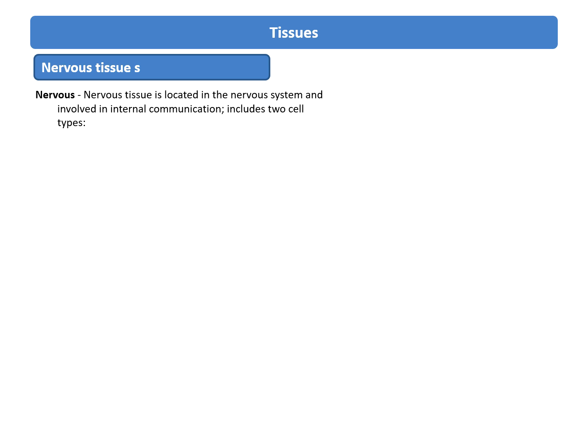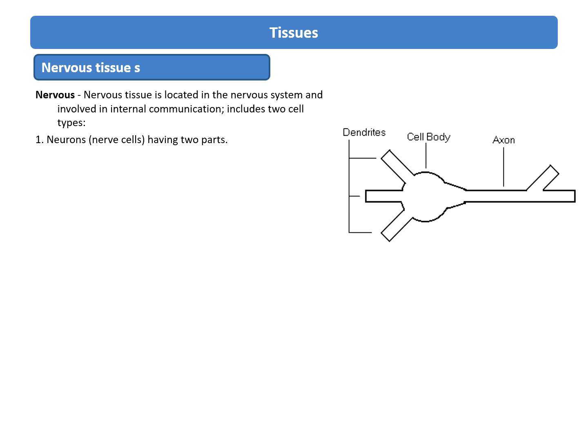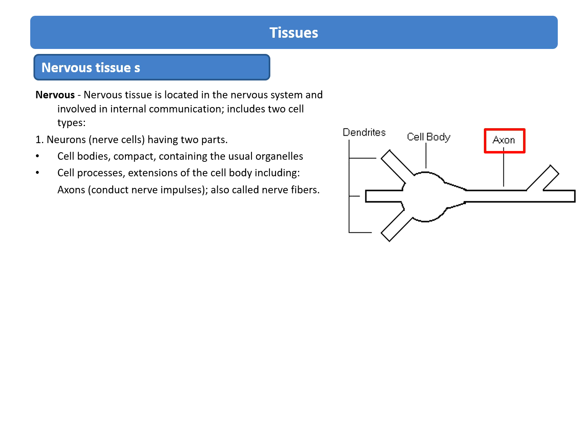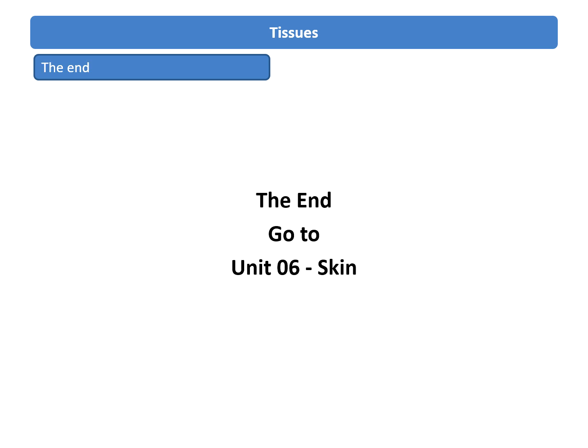Nervous tissue is located in the nervous system and involved in internal communication. There are two cell types, neurons or nerve cells, having two basic parts, the cell body containing the usual cellular organelles, and cell processes, extensions from the cell body, including axons that conduct nerve impulses and dendrites that receive and generate nerve impulses. Glia are supporting cells for the nervous system. We're beginning to learn more and more about the role of glia.